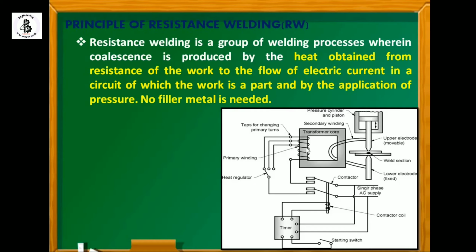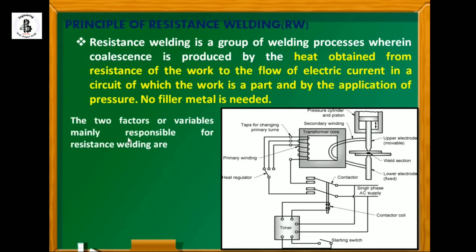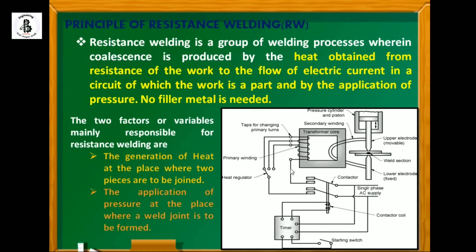One of the main advantages of this process is that there is no need for additional filler materials. The two factors, or variables, mainly responsible for the resistance welding process are, first, the generation of heat at the place where the two pieces are to be joined, basically in between the two plates. Second, the application of pressure at the place where the weld joint is to be formed. After making a fusion between these two plates, the pressure is then applied.